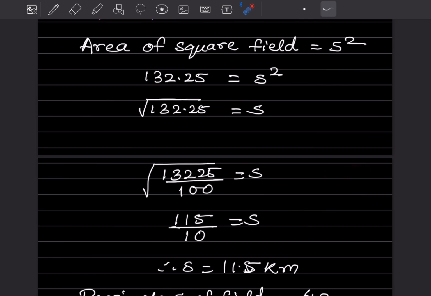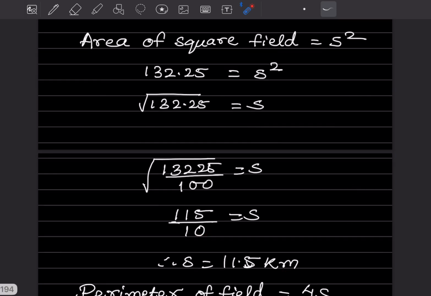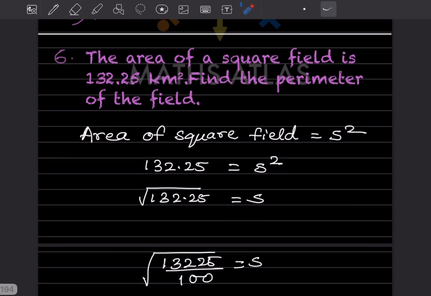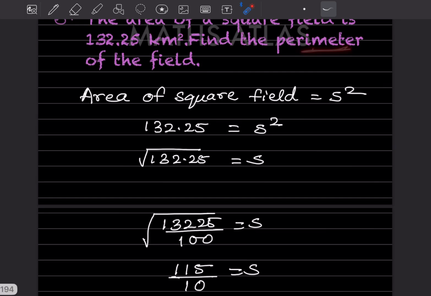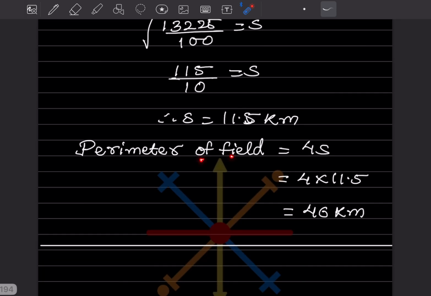And so now what will you do? There is one decimal, this one divided by 10 means 1, so you'll write 115, and after one number you're going to put a decimal, that should be 11.5 kilometer. So S is 11.5 kilometer. Now they didn't ask the side, but they asked the perimeter. So to find out the perimeter, we need the side first. So perimeter of field means, because it is square, the formula is 4 into S. So 4 into 11.5, that is going to be 46 kilometer.